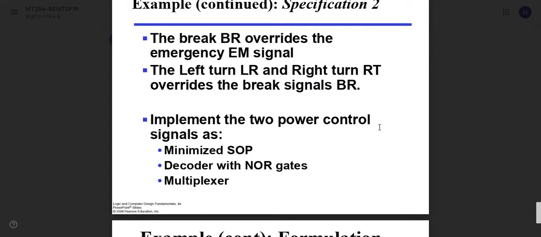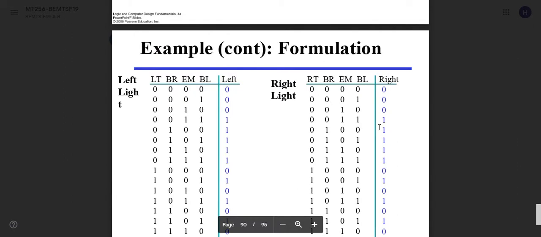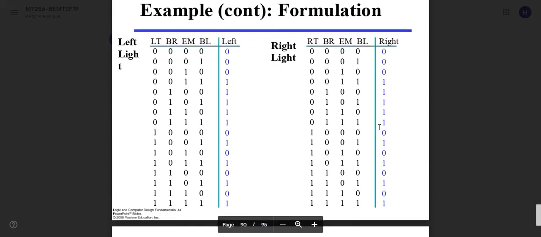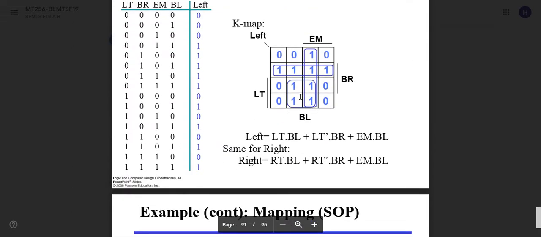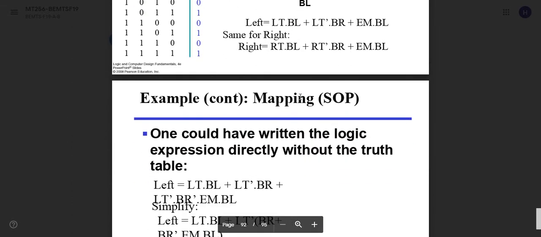We need to implement the two power control signals in three simplified forms. First is the minimized SOPs, second is the decoder with NOR gates, and third is the multiplexer. So that is the truth table that we need to verify in all three cases. This is the truth table for the left light and this is the truth table for the right light. If we see, the truth tables for the left and right are both the same. So by the help of K-map we can simplify the SOPs of the circuit.